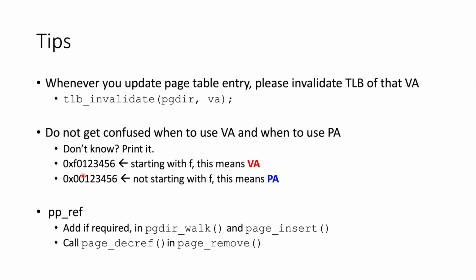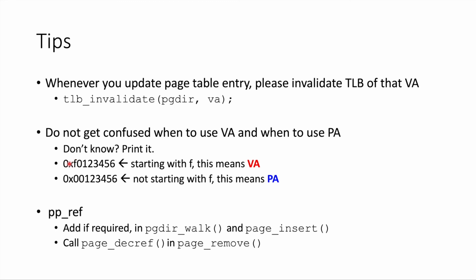And next are some tips for lab 2. First, whenever you update a page table entry, please invalidate the TLB of that virtual address. So whenever you update the page table entry, please call tlb_invalidate with the pgdir and virtual address. And second, please do not get confused about when to use a virtual address and when to use a physical address. And if you don't know, then print it.